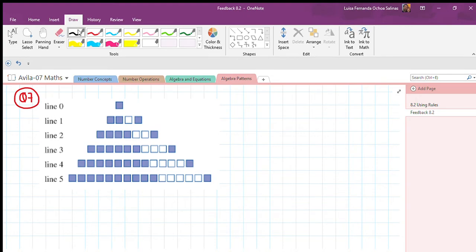Okay, girls, this is a beautiful problem, question 7. I'm going to read the problem. It says, the white squares represent number 0 and the blue squares represent number 1. A pattern was created using the two types of squares. The number of blue and white squares in each line is determined by a rule that connects the two variables.